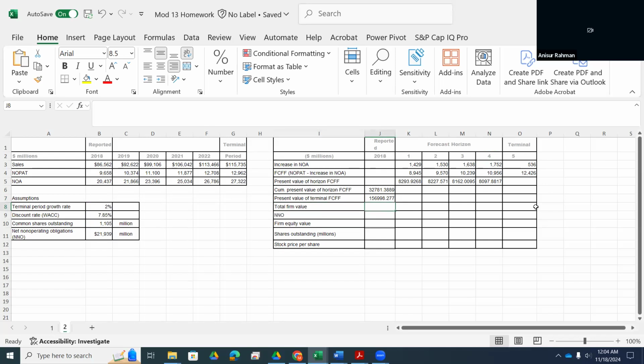And then your total firm value will be the sum of all these two numbers. And then NNO. NNO is given to you, net non-operating obligations is this number. Firm equity value will be total firm value minus net non-operating obligation. Your shares outstanding is given to you. This is in millions, these are also in millions, so you are good. Stock price per share will be your firm equity value divided by your shares outstanding.